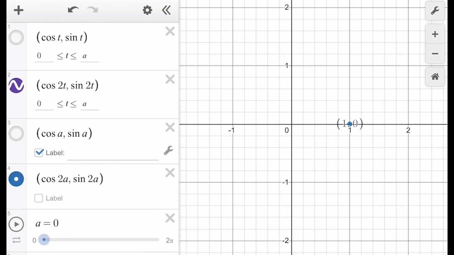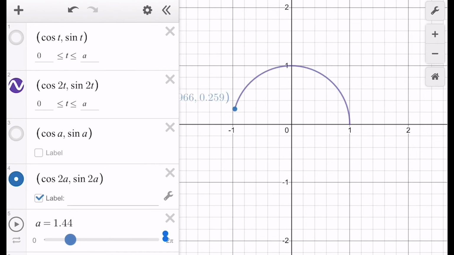Okay, now we're all set to do this again, but this time with part B. So that was cosine of 2t and sine of 2t. And we expect this thing to go around the unit circle twice. So let's see. All right, so A is currently set to pi, and we've gone around already a whole time, and we're only halfway through our trek, so it's going to go a second time. Watch that blue particle moving around a second time.